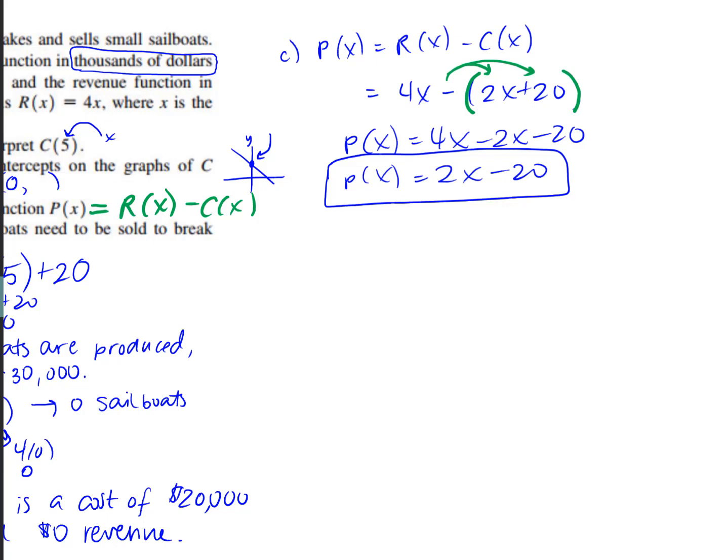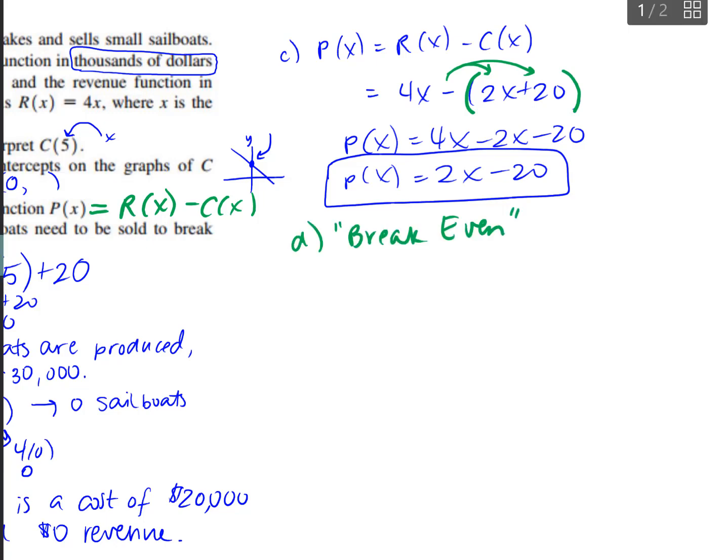From there, you could evaluate the profit at certain numbers of sailboats sold. So you could plug in 5 and see, okay, we knew the revenue was $30,000, but what's the profit? How much of that do we get to keep? This particular problem asks how many boats need to be sold for us to break even.